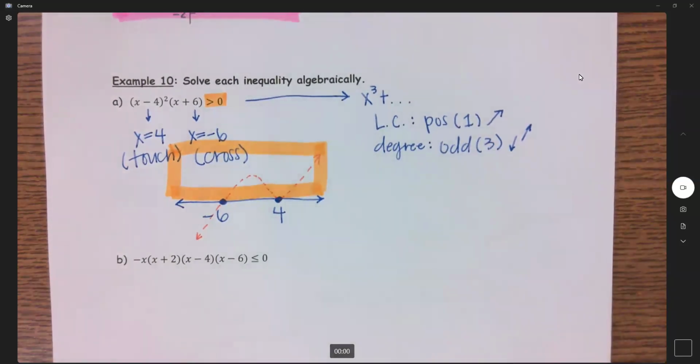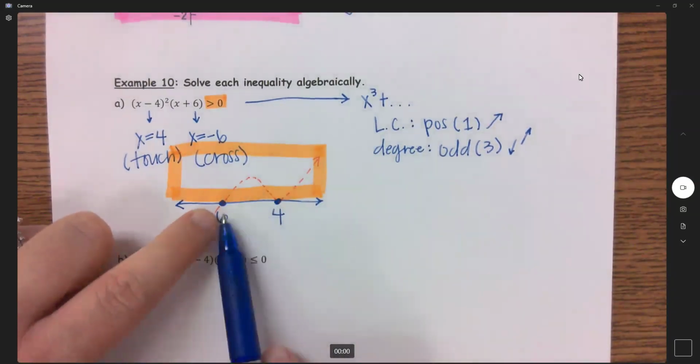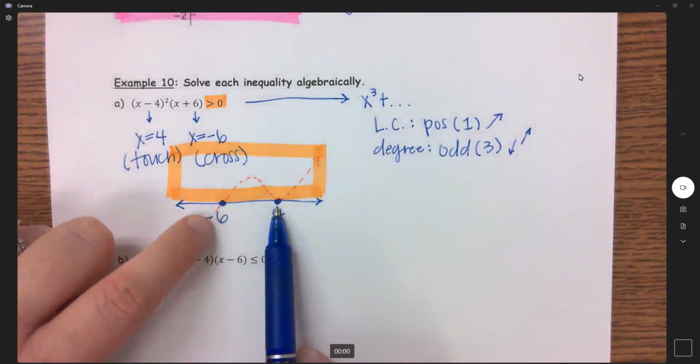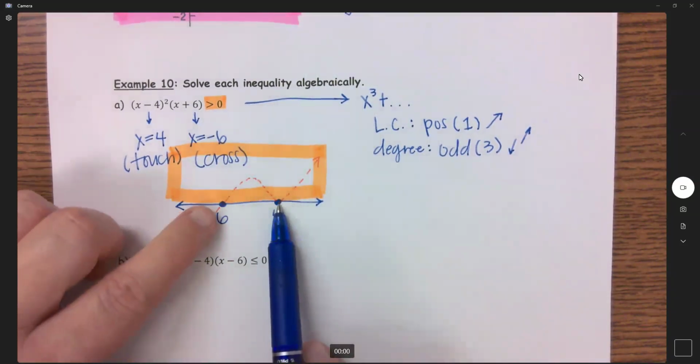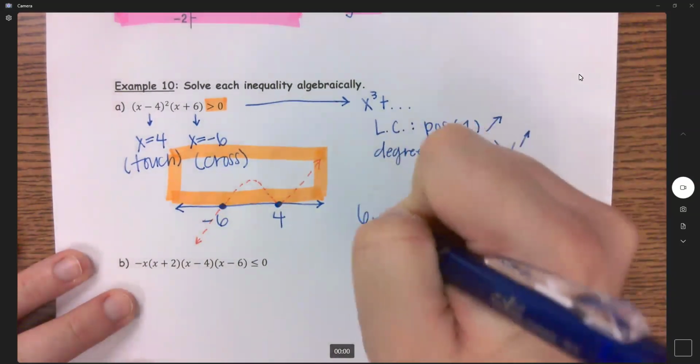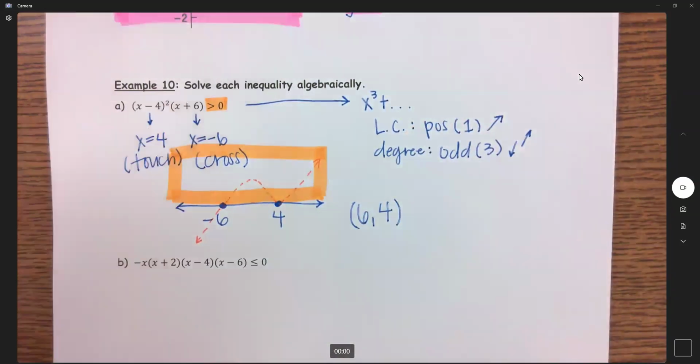Only the things above it. So that makes it a little bit minorly tricky here. Here it's above at -6 to 4, but at 4 it equals. And I don't want to know when it equals 0. I want to know when it's above. So I'm going to go from -6 to 4. And because they do not equal, we'll have parentheses.